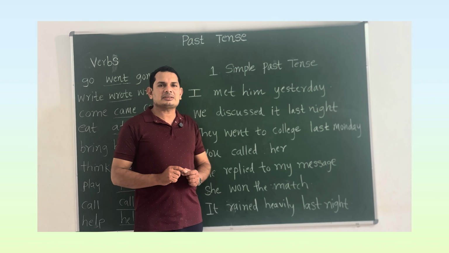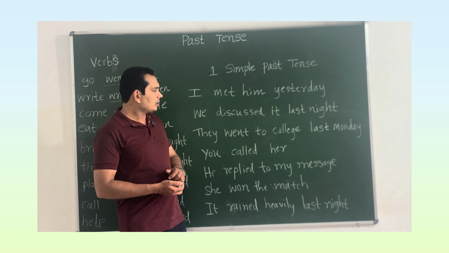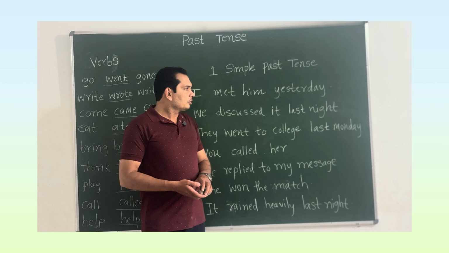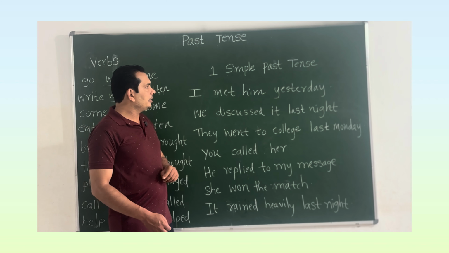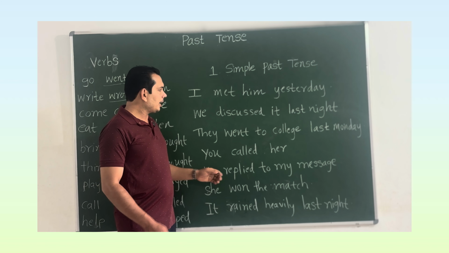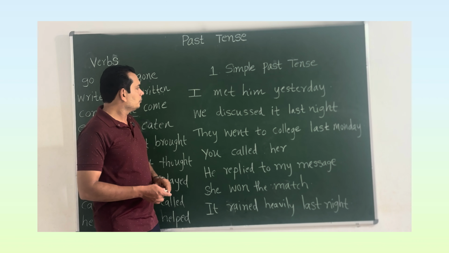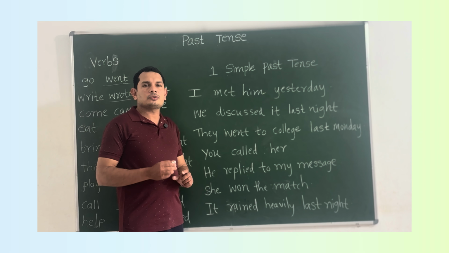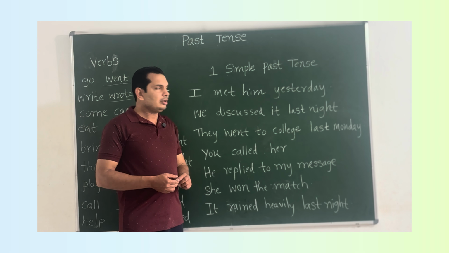But in the simple past tense, we use the past form of the verb. There are many examples here. When you go through them, it will become clear to you. You will have a clear idea about the simple past tense. In all these sentences, we have used the second form of the verb or past form of the verb. We use the past tense to talk about actions that took place in the past.